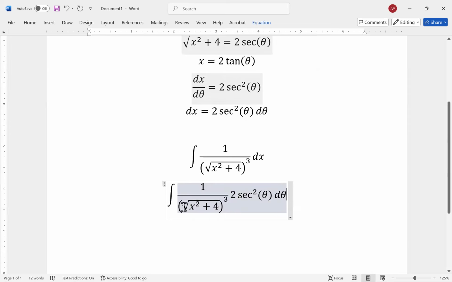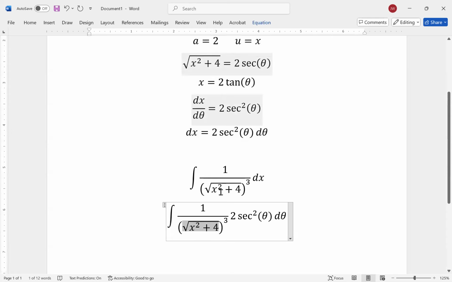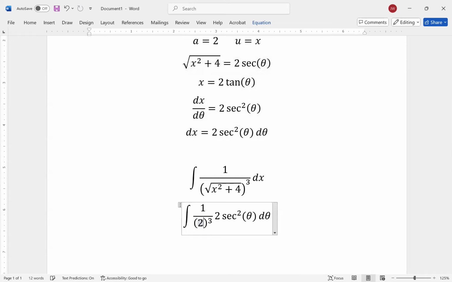This square root of x squared plus 4 gets replaced with 2 secant theta. So we're doing 2 times secant of theta, all of that being raised to the 3rd power. And that's what we get.